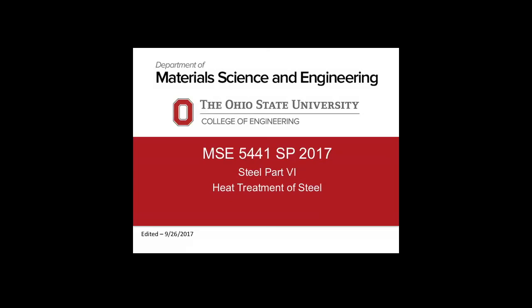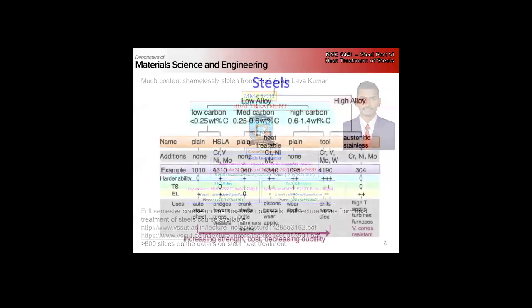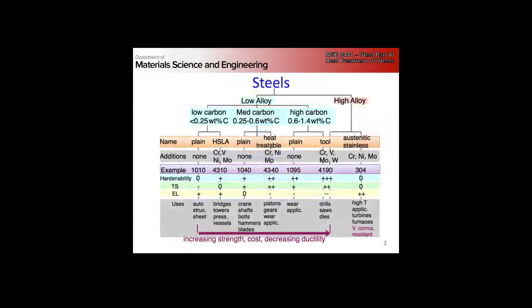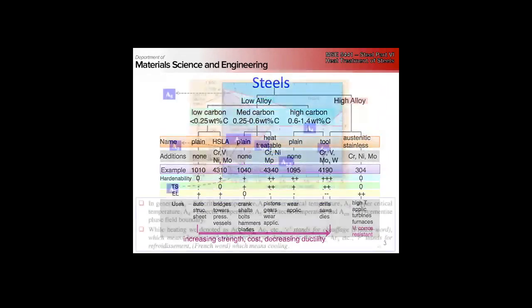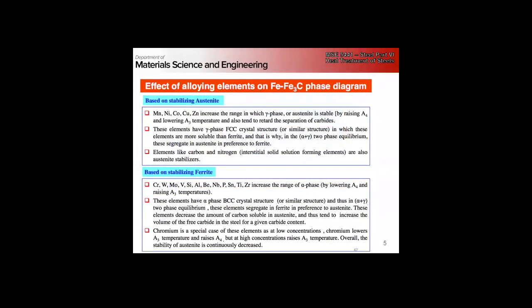So where's all the application stuff? It's here, right? This is where we talked about the effect of specific alloying elements and the effects of specific heat treatments, right? Make sure you know your general classifications, right? Low carbon, medium carbon, high carbon, right? What do we mean by low alloy or high alloy steels, right?